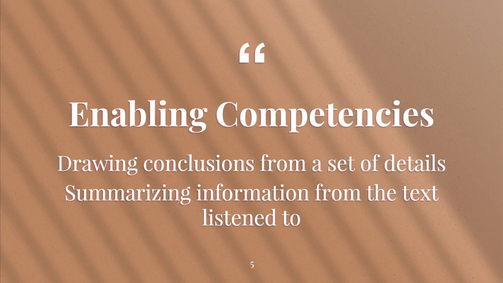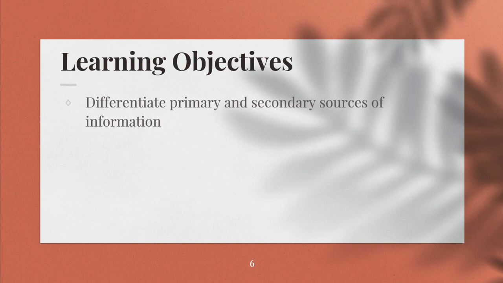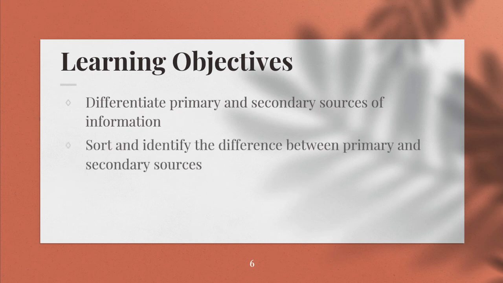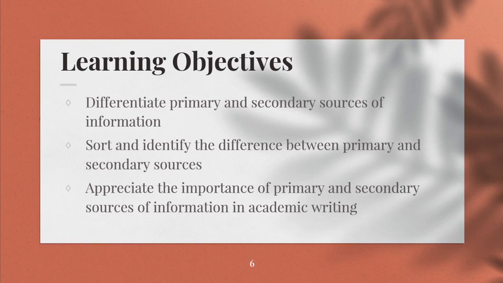For the learning objectives, first, differentiate primary and secondary sources of information. Second, sort and identify the difference between primary and secondary sources. And lastly, appreciate the importance of primary and secondary sources of information in academic writing.